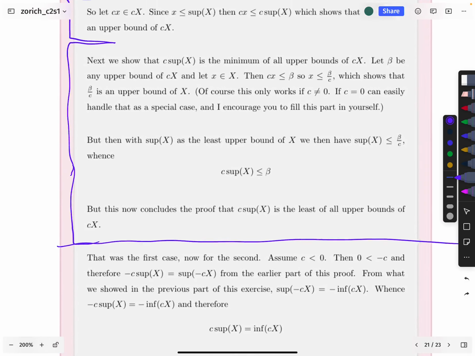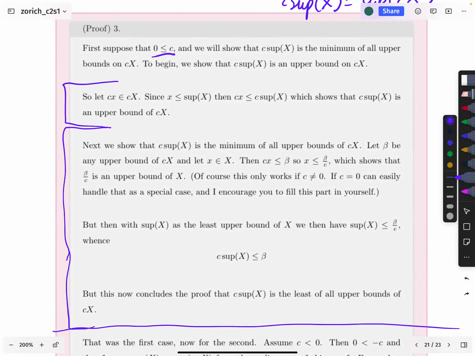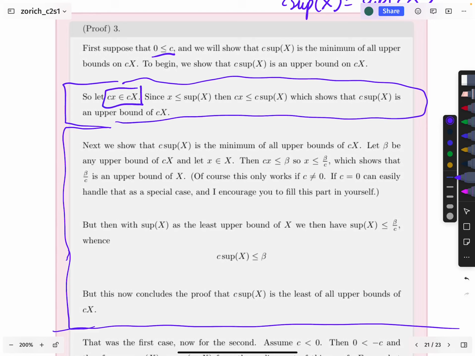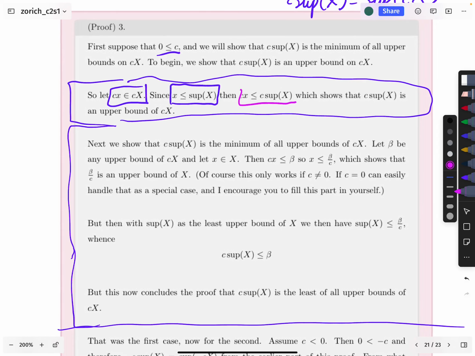But okay, so to show that it is an upper bound, we pick an arbitrary element, call it C little x, out of C big X, and that means that little x is an element of big X. By definition of sup big X, we know that this inequality holds because sup big X is an upper bound. We multiply by C throughout, and we're done. That's really it. Because this basically shows that C little x was some arbitrary element out of the set, and C sup X is greater than or equal to it. So it's just that easy.